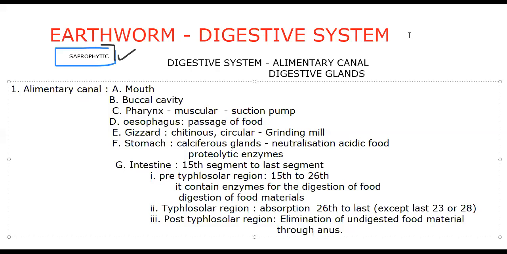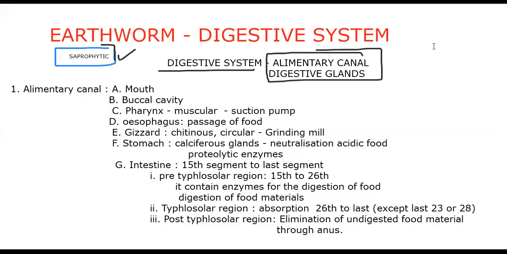Then the digestive system of earthworm includes the alimentary canal and digestive glands. So first of all, let us take a look at the alimentary canal. The alimentary canal includes first the mouth. Mouth is in the first segment.